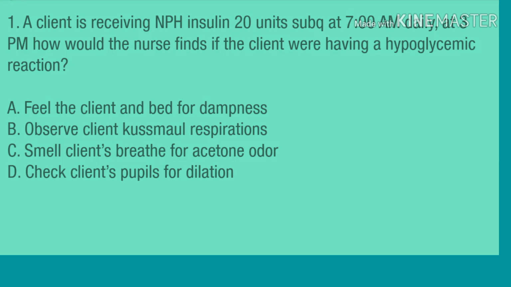Question 1. A client is receiving NPH insulin 20 units subcut at 7 o'clock AM daily. At 3 p.m. how would the nurse find if the client were having a hypoglycemic reaction?